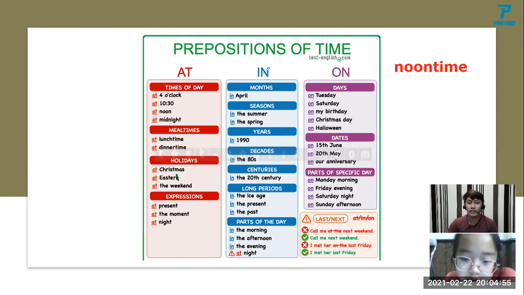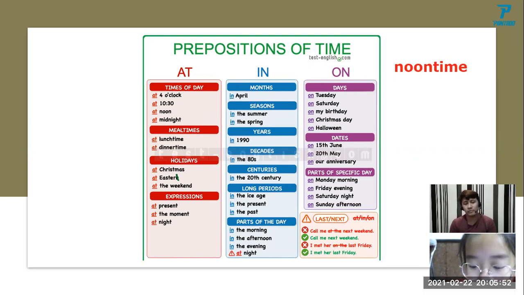All right, next, can you read in? Preposition in, can you read it? Months? Okay, good. In April. Very good. Seasons? In the summer, in the spring. Okay, good. Years? In 1990. Okay, a better way to say it is in 1990. Can you say it? In 1990. Okay, so that's the way you read the years, okay?